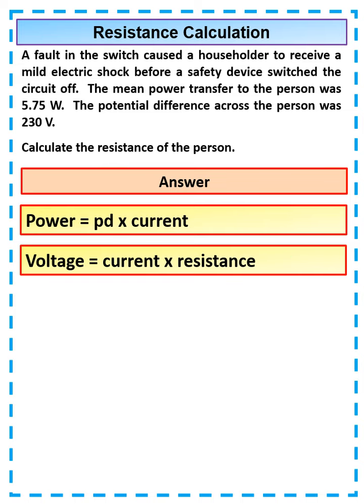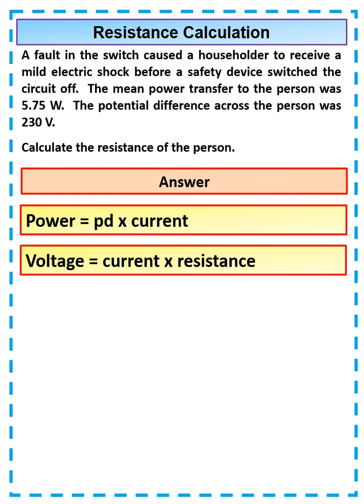So it starts off with a fault in a switch caused the householder to receive a mild electric shock before a safety device switched off the circuit. Realistically, that bit doesn't really matter. So the mean power transfer to the person was 5.75 watts, and the potential difference to the person was 230 volts. So calculate the resistance of the person. So we need to calculate the resistance.